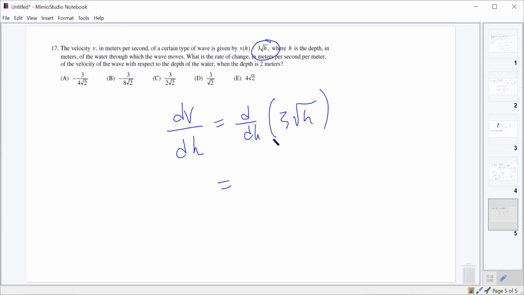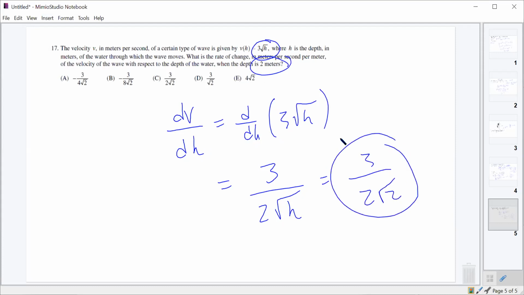So that should be 3 times the derivative of root h, which is 1 over 2 root h. And it asks us, what is this when h is 2? It should be 3 over 2 root 2. Any questions there on that one? Everyone's good there? Okay.